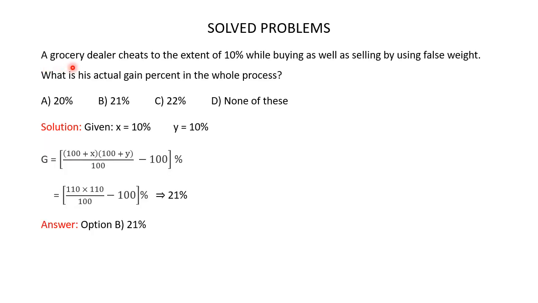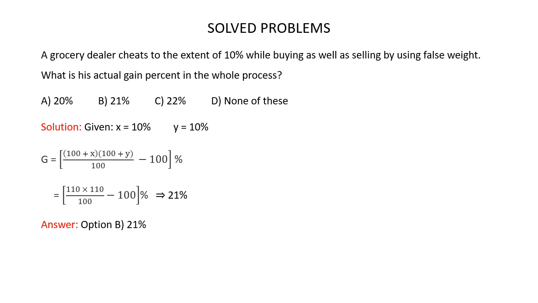A grocery dealer cheats to the extent of 10% while buying as well as selling by using false weight. What is his actual gain percent in the whole process? Here you are given four options and you have to find out which of these options is the correct one. So here you are asked to find the grocery dealer's actual gain percent in the whole process.